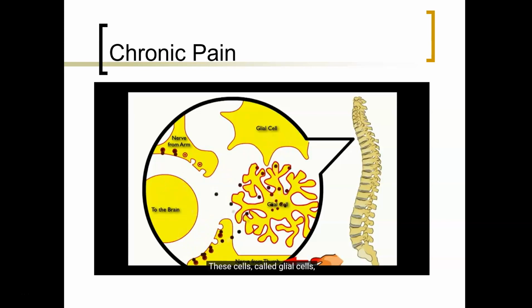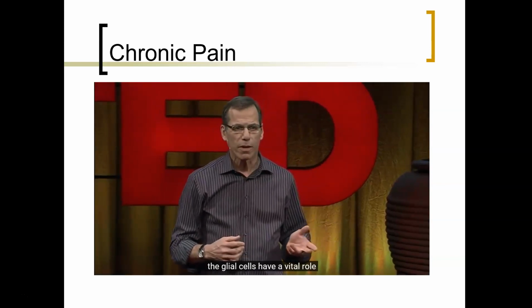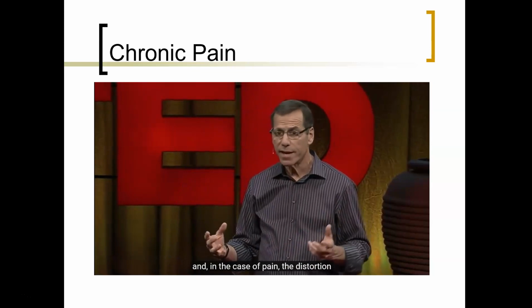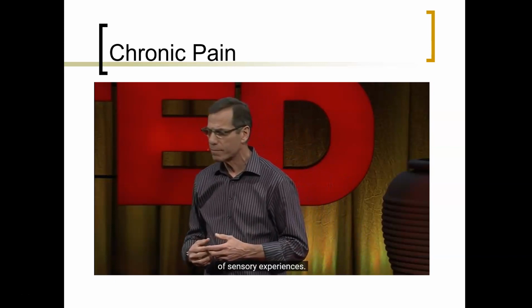These cells, called glial cells, were once thought to be unimportant structural elements of the spinal cord that did nothing more than hold all the important things together like the nerves. But it turns out the glial cells have a vital role in the modulation, amplification, and in the case of pain, the distortion of sensory experiences.